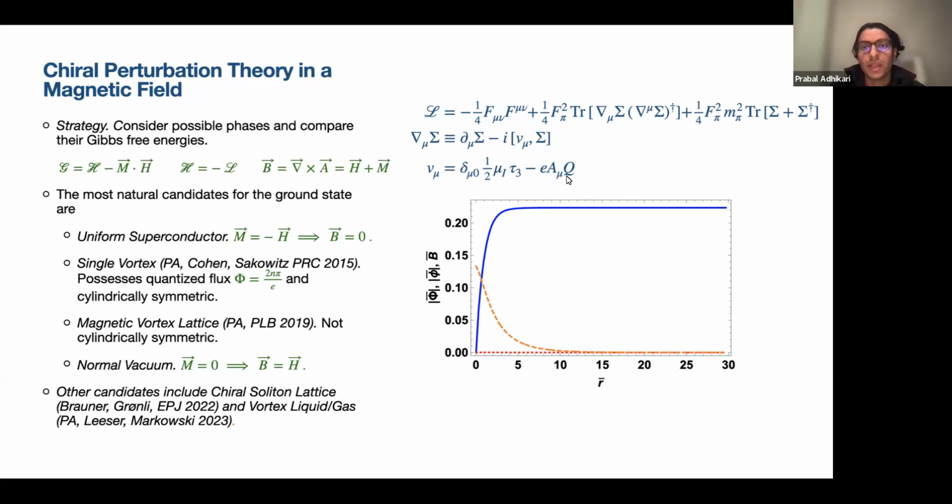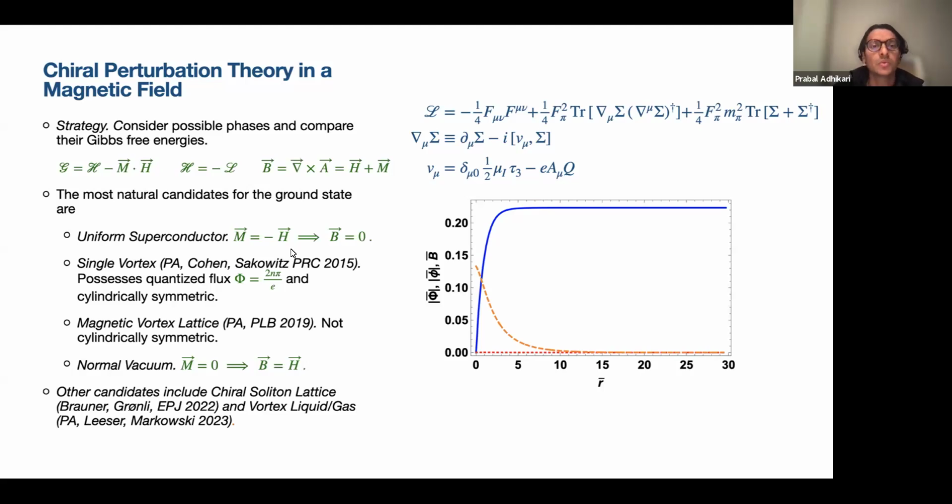There's the chemical potential, and there is the quark charge matrix Q, where A mu is the gauge field associated with the external background. And so there are a few natural candidates for this analysis, and the idea is to construct possible phases and their Gibbs free energies, and basically compare the Gibbs free energies to determine what the phase looks like.